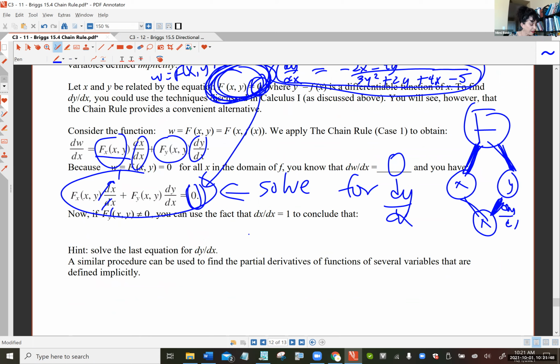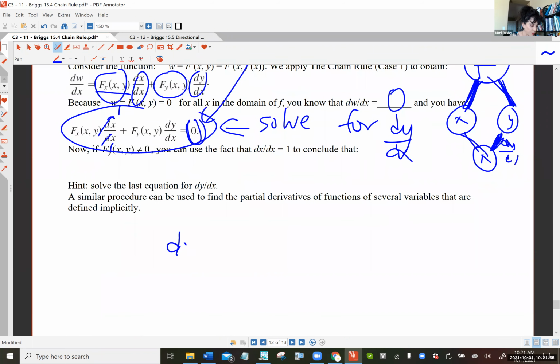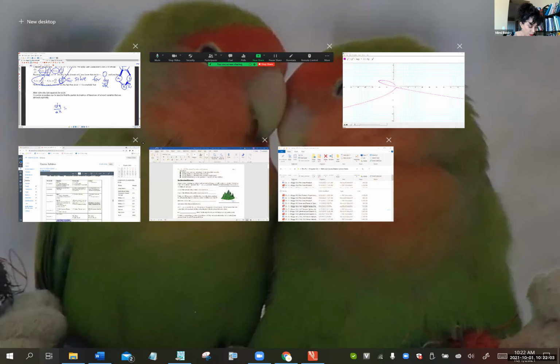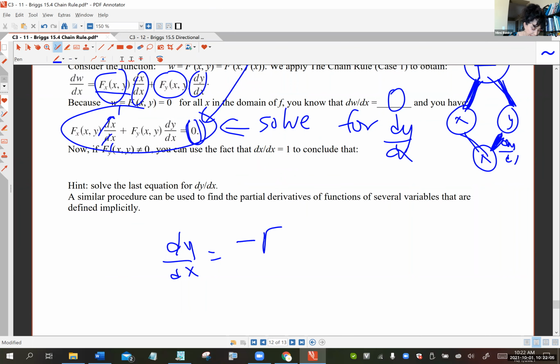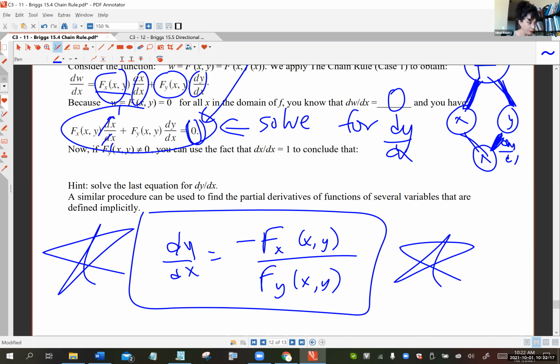You first subtract fx from both sides, and then you divide both sides by the partial of f with respect to y, and you get that dy dx is going to be equal to negative fx, so negative the partial of big F with respect to x, divided by the partial of big F with respect to y. This is your key. So let's do that last example all over again.